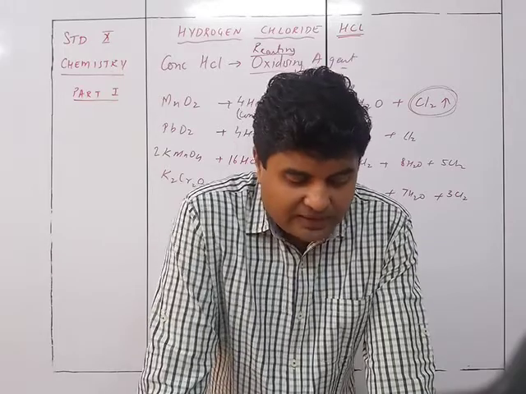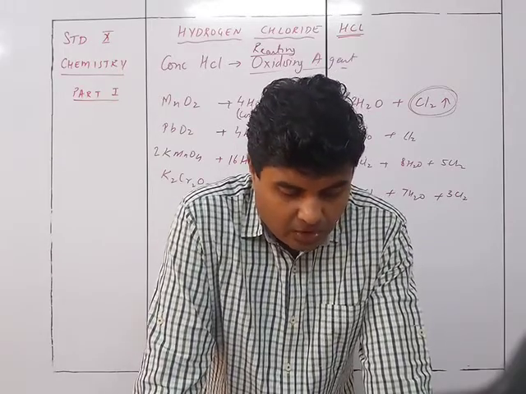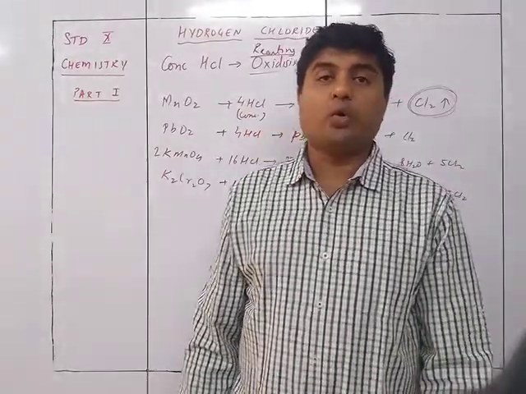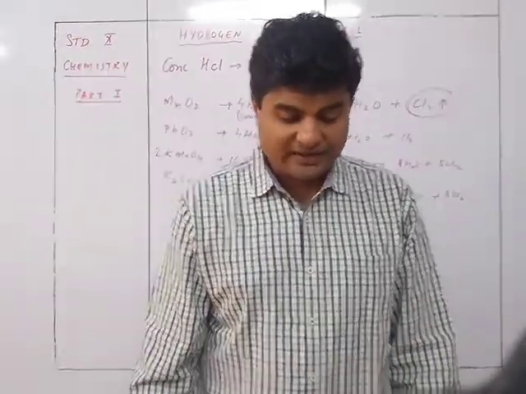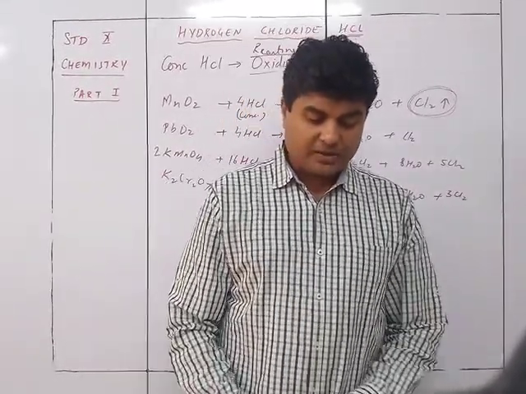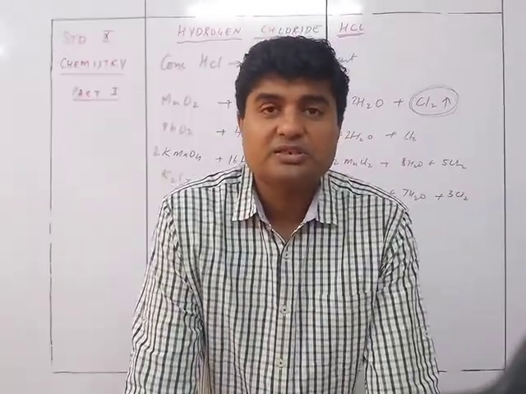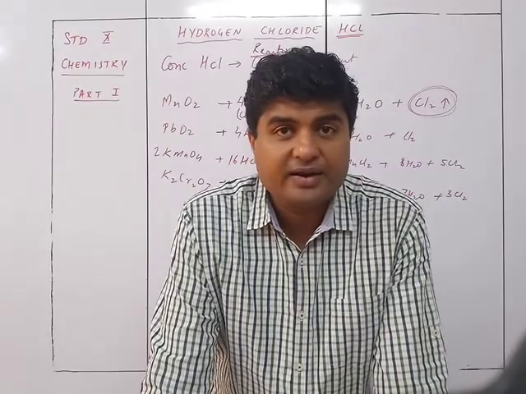So we see over here that oxidizing agent plus concentrated hydrochloric acid gives salt plus water plus chlorine gas. So the chlorine gas, which is evolved by this particular concentrated HCl, is the property which is something unique about concentrated HCl.